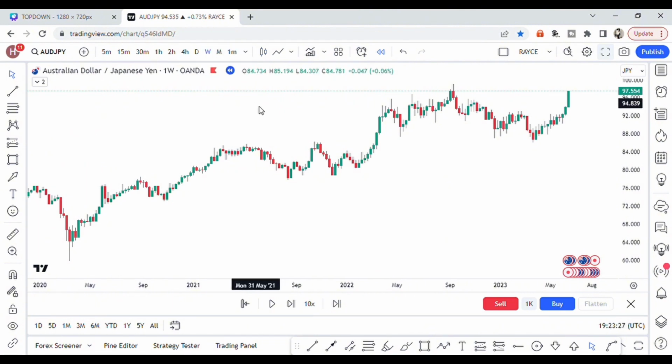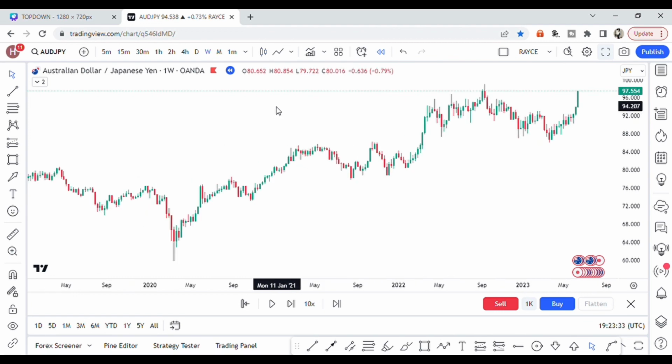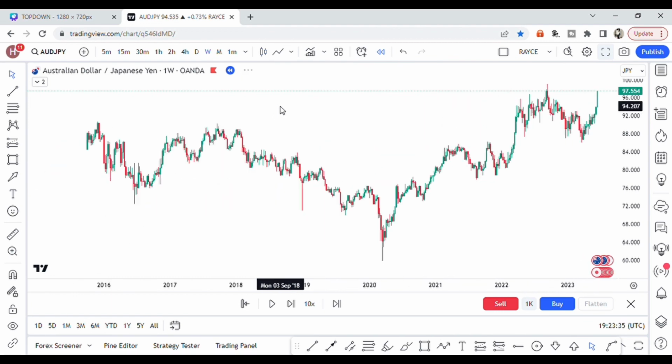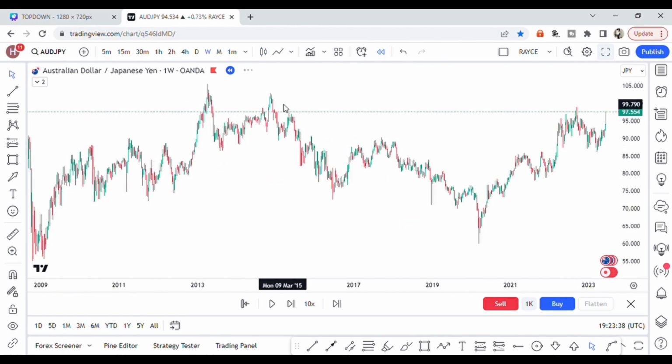For you to be able to know what the market is doing, you have to zoom out like 5 or 8 times. 1, 2, 3, 4, 5, 6, 7, 8. Now I have zoomed out, right? So you are able to see what the market is doing.